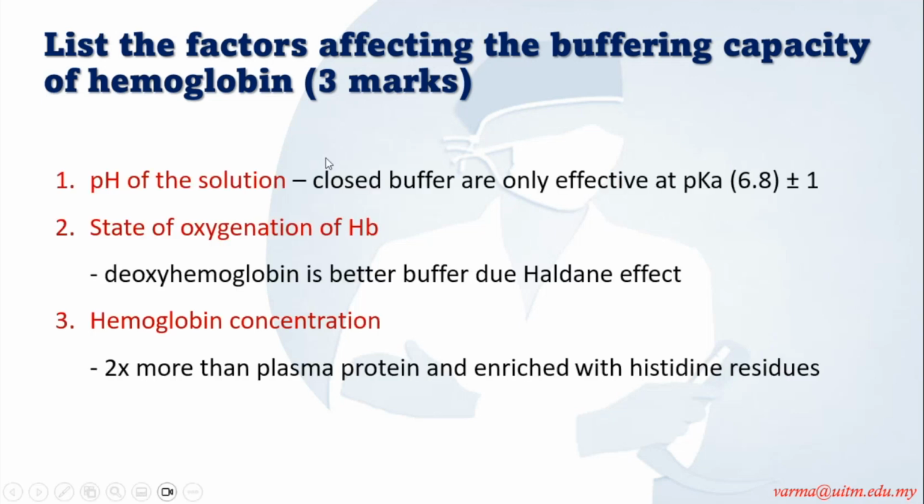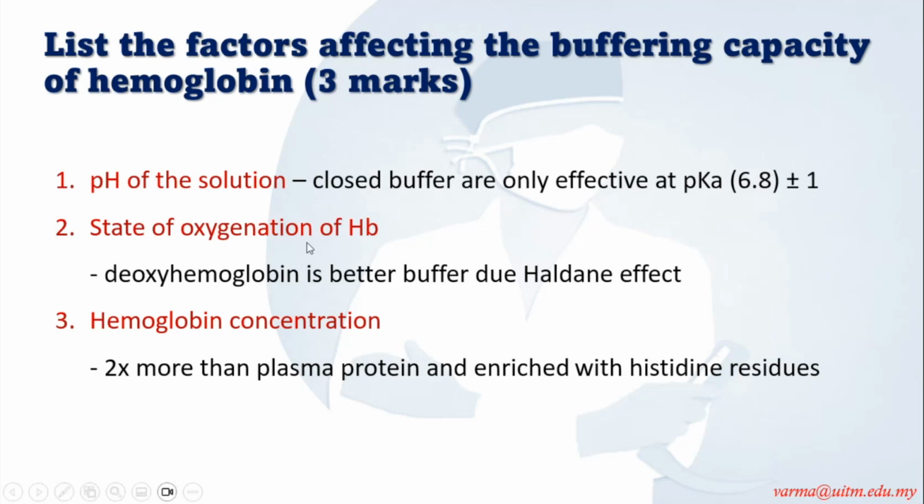So first, the 3 factors that affect the buffering capacity of hemoglobin are the pH of the solution, the state of oxygenation of hemoglobin, and hemoglobin concentration. The pH of the solution: the buffers are only effective at pKa 6.8 plus or minus 1. This I said: when the pKa is nearer to the intracellular pH of the solution, it works better.